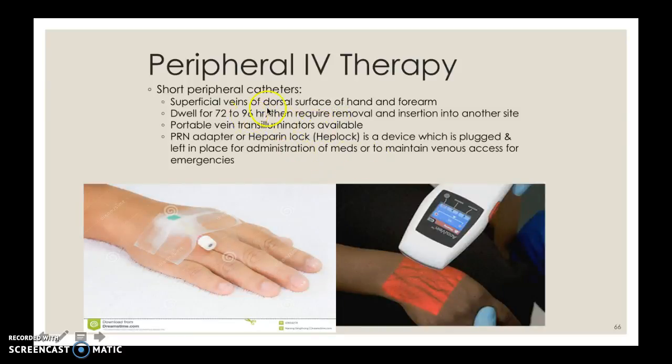So peripheral therapy, these are the short peripheral catheters. They're usually inserted in the dorsal surface of the hand and the forearm. They are only good for 72 to 96 hours, and then they have to be removed. We have some tools that help with insertion to find veins. The PRN adapter or heparin lock is what you'll commonly see in the hospital. Almost every patient, they insert these in case we need access. They will be hooked to something if they need to be, but you'll see them, they look similar to this in the hospital.